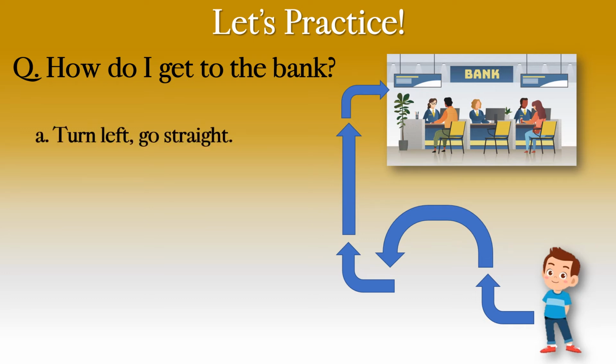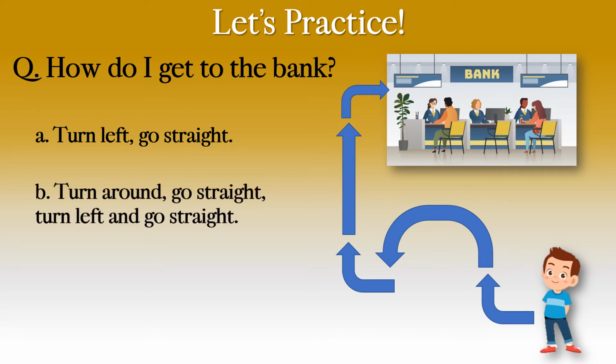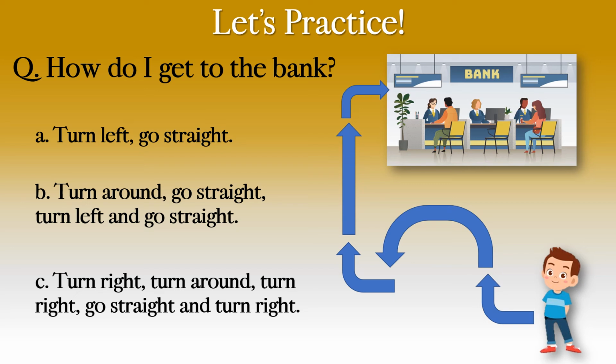Is it A, turn left, go straight? B, turn around, go straight, turn left, and go straight? Or C, turn right, turn around, turn right, go straight, and turn right? Which one do you think? It's C. Turn right, turn around or come back, turn right, go straight, and turn right.